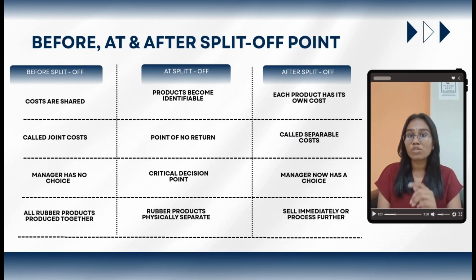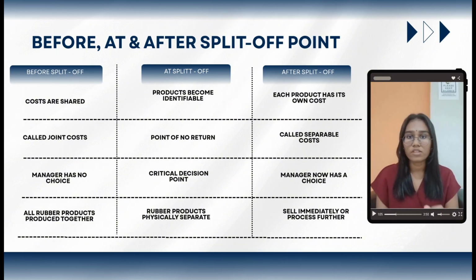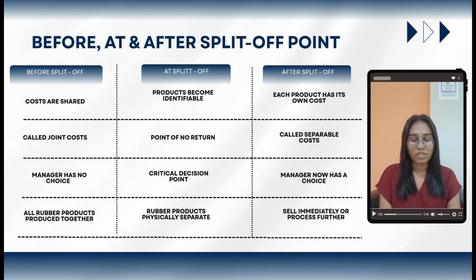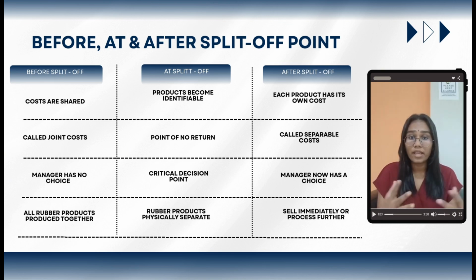Now, I want to zoom into the split off point in detail because this is honestly the most critical moment in the entire production process. And I have broken it down into 3 stages. Look at the first column. Before the split off, at this stage, the manager has absolutely no choice at all. All rubber products are being produced together in one single process. The costs are joined, they are shared, and you simply cannot trace them to any one product yet. The manager just has to let the process run.